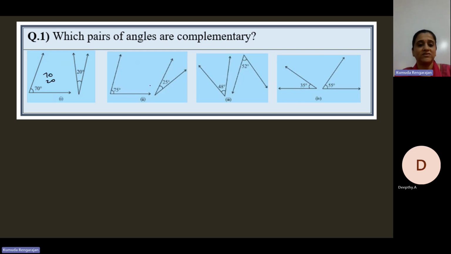70 plus 20, 90. 35 plus 55, 90. Here, 52 and 48, 100. 75 and 25, 100. So these two are not complementary angles.